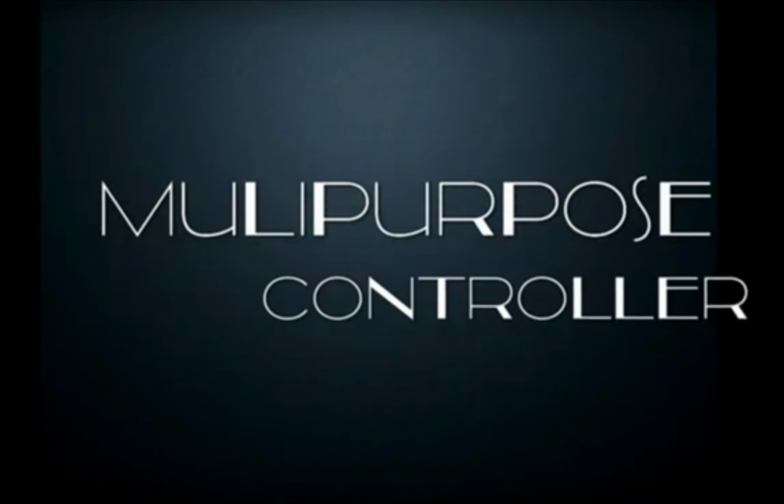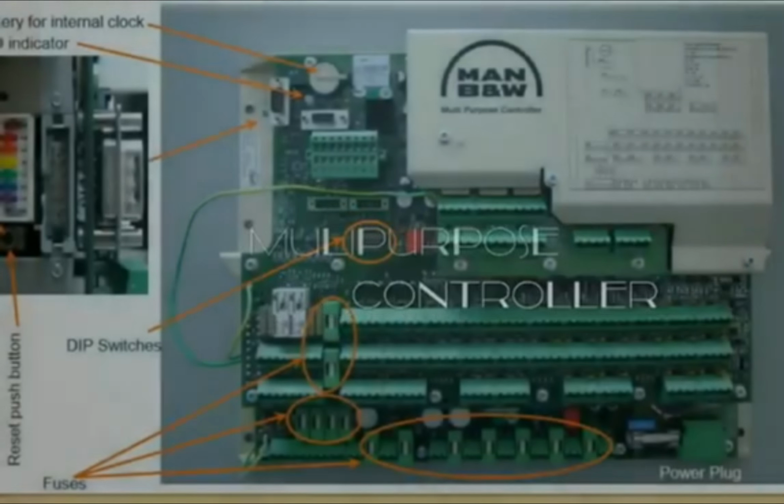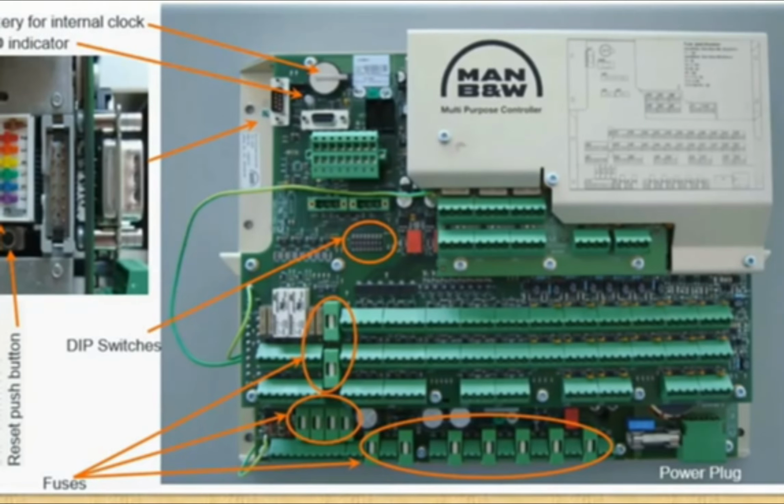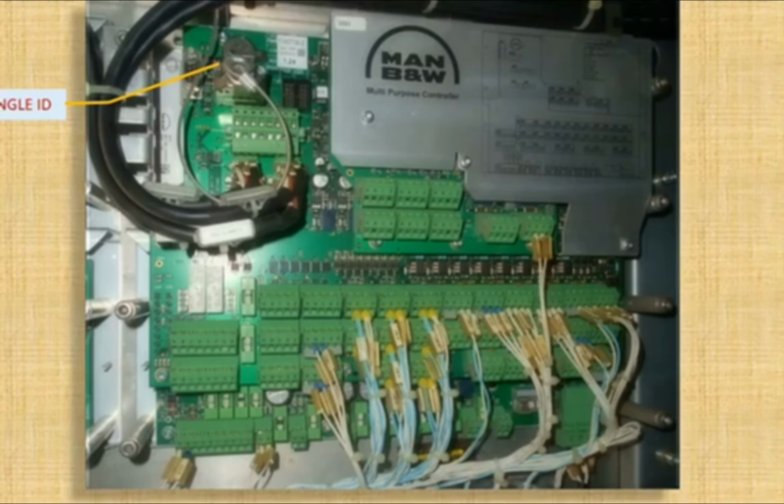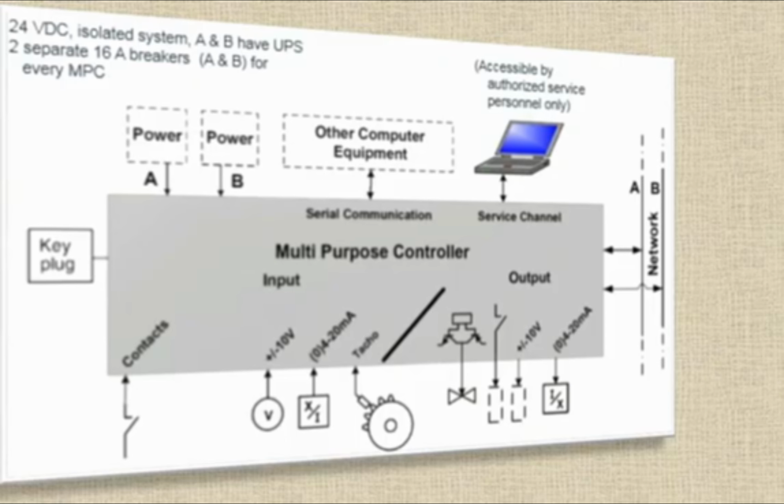Next one is that multi-purpose controller. This is like a CPU only, a computer processor unit, and this is called an MPC. Each CCU has one MPC, individual MPCs, and so we have 6 MPCs for the CCUs and one EICU, engine interface control unit, which is also using this MPC only.